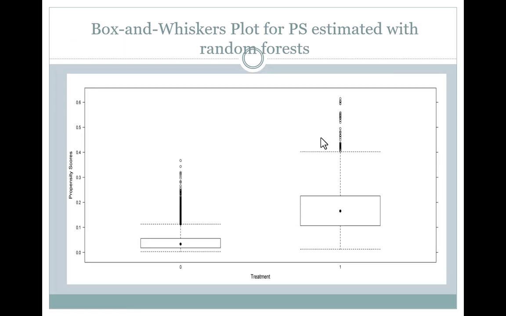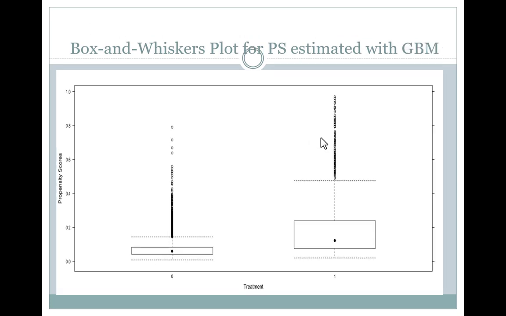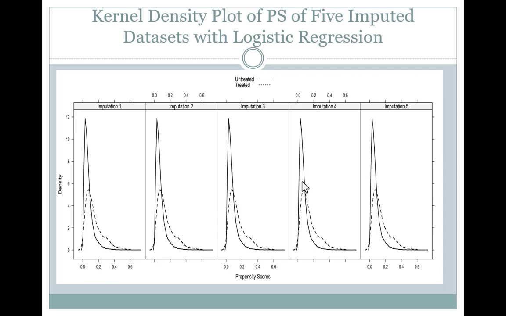Oh, by the way, this random forest was implemented with the party package. One thing about machine learning is that different software may give you different results. Now, this one is implemented with GBM. It also seems a bit worse than logistic regression. As you can see here, there's a bit more of a separation. So from this preliminary plot, it seems like logistic regression did best in terms of common support.